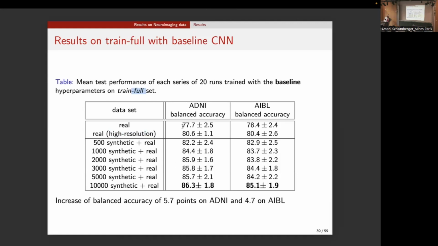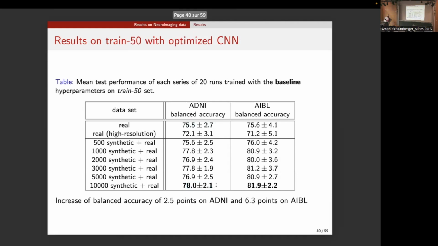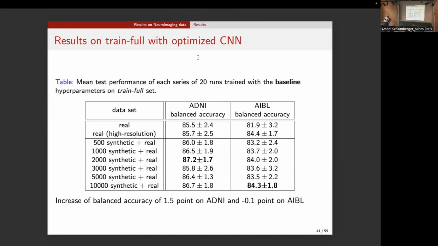And what is interesting is that, well, having high resolution images is good, but having low resolution images, but increasing the number of images is much better. So trying to have a 7 Tesla MRI in all hospitals just for that purpose of classification doesn't make sense. 3 Tesla is fine, okay? Just increase the number of data with artificial ones. Again, with the baseline and optimized CNN, we have the same kind of performances.